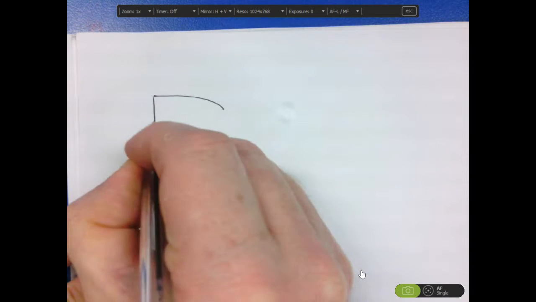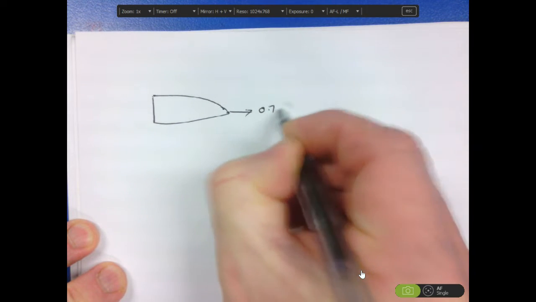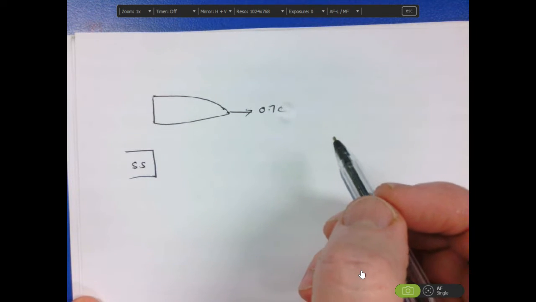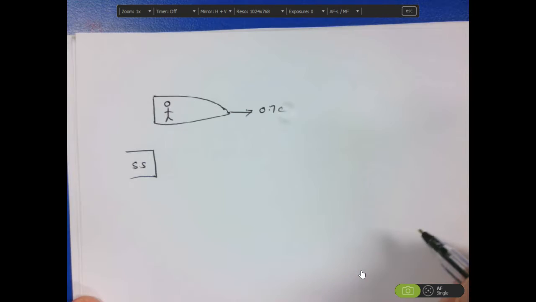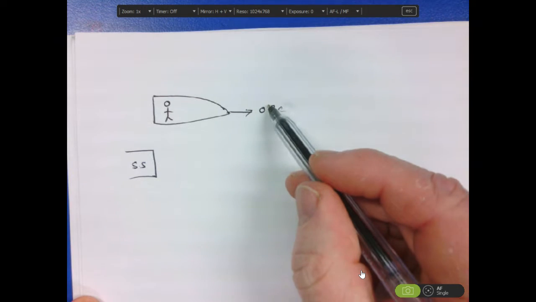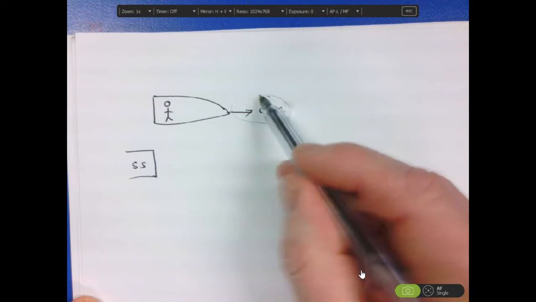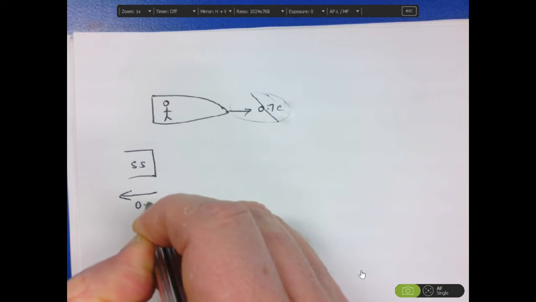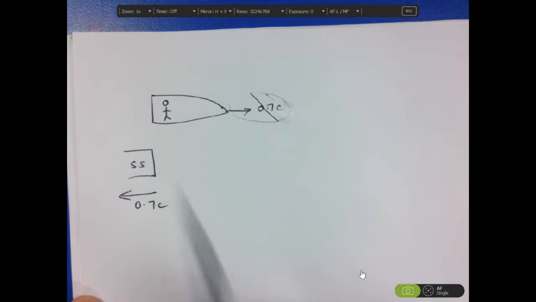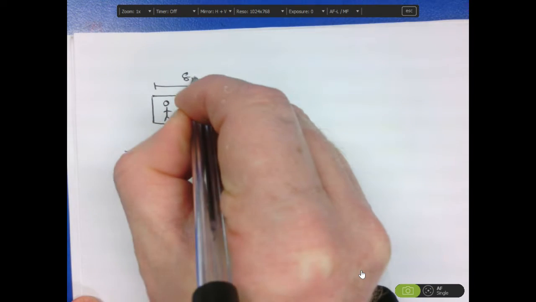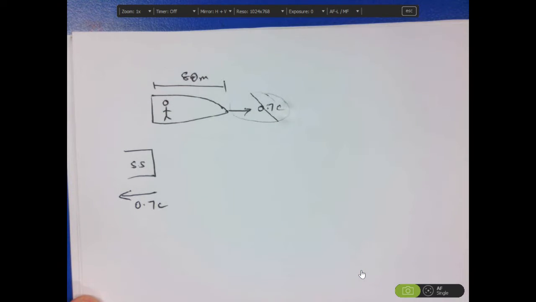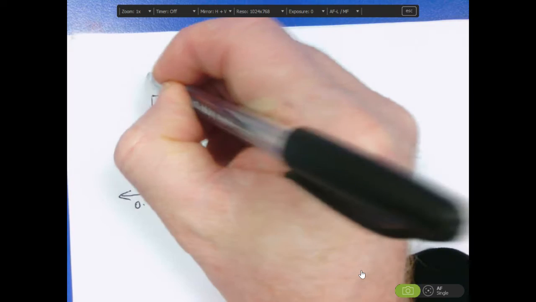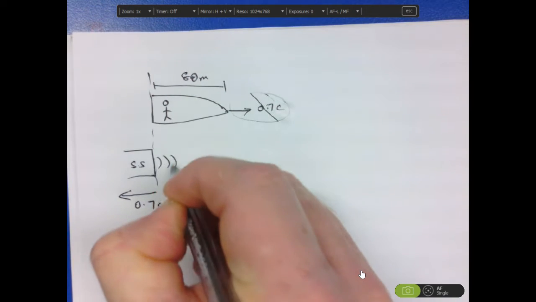So here is our spacecraft moving forward at 0.7 C, and here is our space station. Now, according to a person on the actual craft, they think themselves as not moving forward, but they see the space station going back at 0.7 C. They see their craft as 80 meters in length, the proper length. And what is happening is, as these two here are aligning, the signal is sent out.